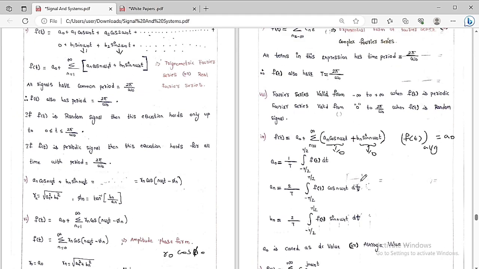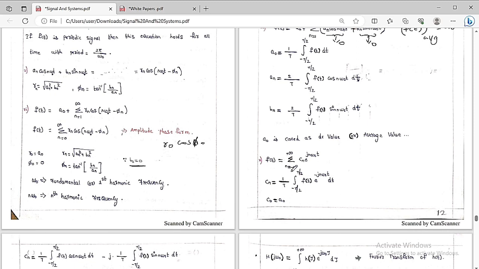So now let's go for the exponential Fourier series. F of t is equal to sigma n equals minus infinity to plus infinity Cn into e to the power of j n omega naught t. This is the complex Fourier series, or the exponential form of the Fourier series. For this one, there is only one Fourier coefficient, Cn. Cn is equal to 1 by T integration over the one time period f of t into e to the power of minus j n omega naught t dt. Here, where the exponent is plus, write it as minus. That's it. So Cn is equal to 1 by T integration from minus T by 2 to T by 2 f of t into e to the power of minus j n omega naught t dt.